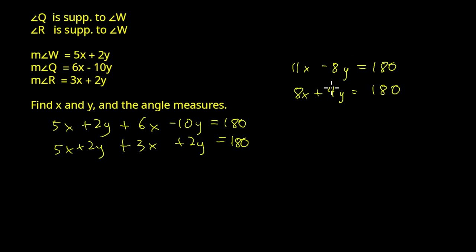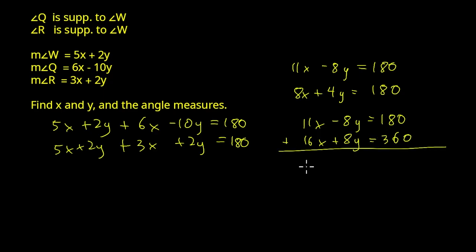So we're going to eliminate the y by multiplying the bottom equation by 2. So 11x minus 8y equals 180. 16x plus 8y equals 360. Then adding to eliminate, we have 27x equals 540, and then x equals 20.